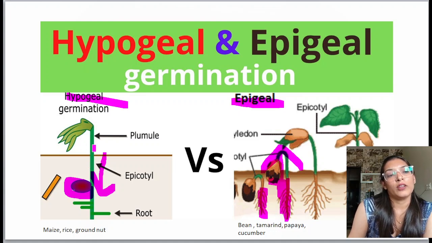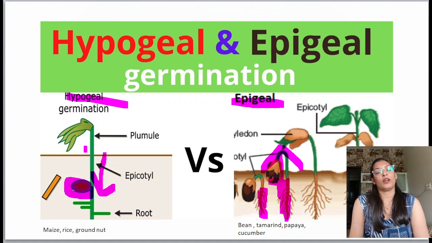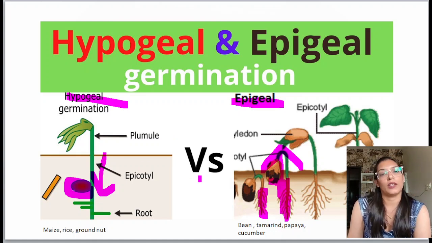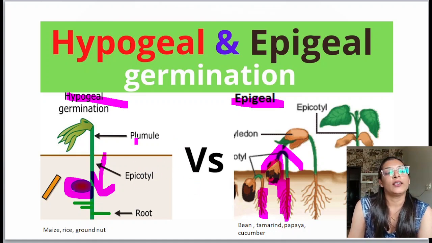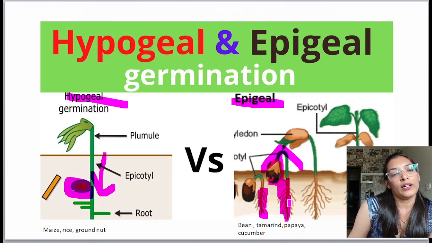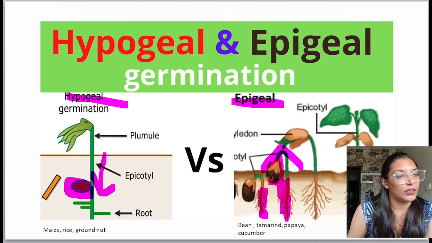But if I'm putting some weight on something, on a book or on a paper, then what will happen? Definitely the things will be pushed below. So if the epicotyl is growing faster, the seeds are pushed below the ground. If it is growing at a lower rate, then what will happen? They are pushed above the ground.